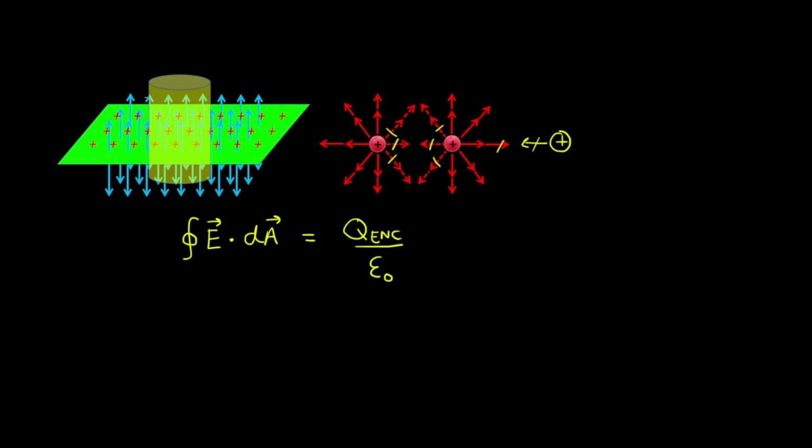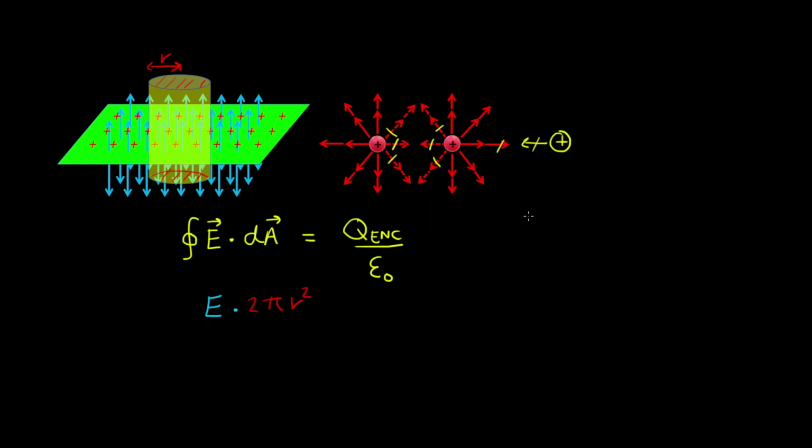So by orienting the closed surface in this manner, we can see that the electric flux is simply going to be the electric field multiplied by the areas of the top and bottom of that cylinder. So that will be pi r squared, where r is the radius of the cylinder, and multiply by 2 to account for the top and bottom surfaces.